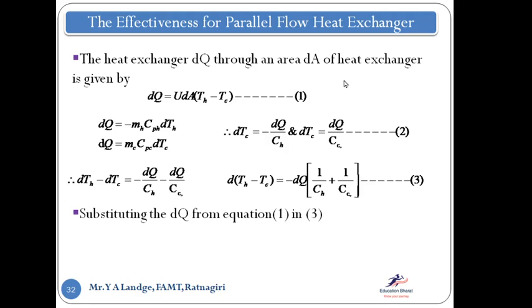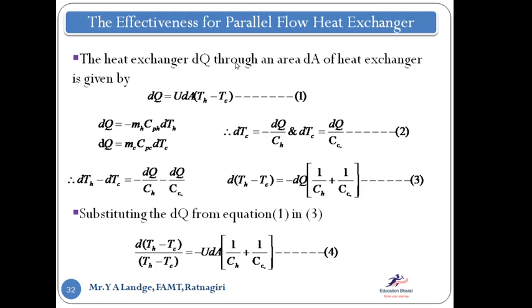Now we put the value of equation 1, that is the value of dq, in equation number 3. After putting this and readjusting, we got equation number 4, which is d(Th minus Tc) upon (Th minus Tc) is equal to minus U, the overall heat transfer coefficient, into the differential area dA, times the bracket of 1 upon Ch plus 1 upon Cc. This is equation number 4.